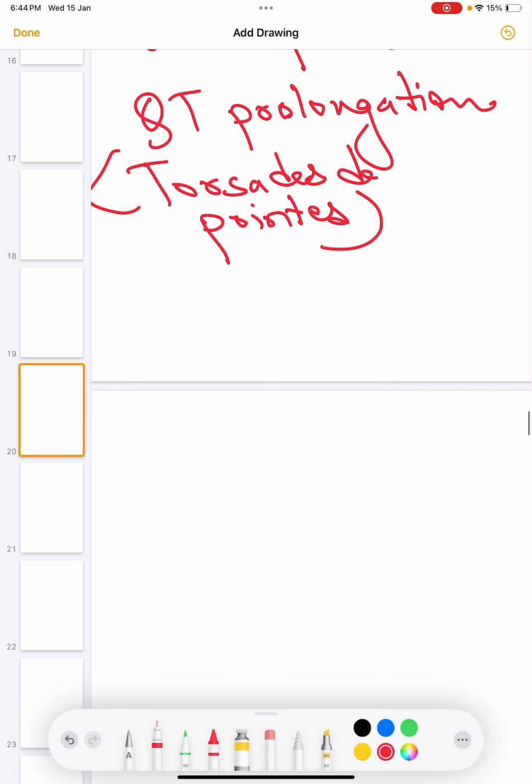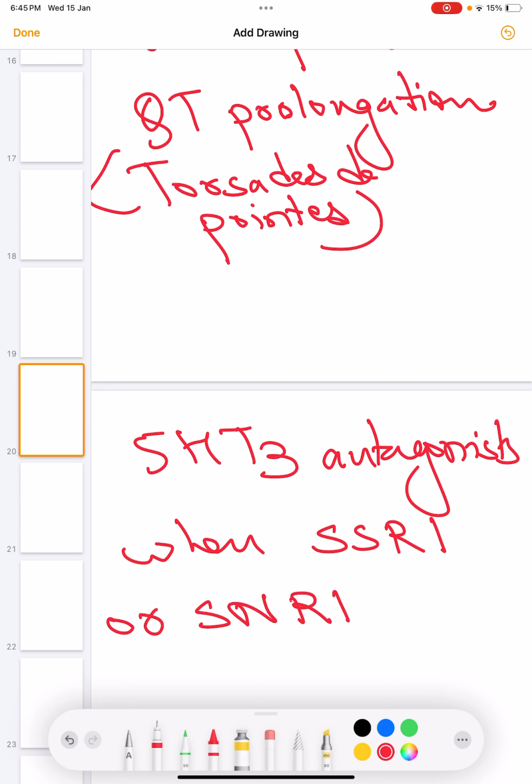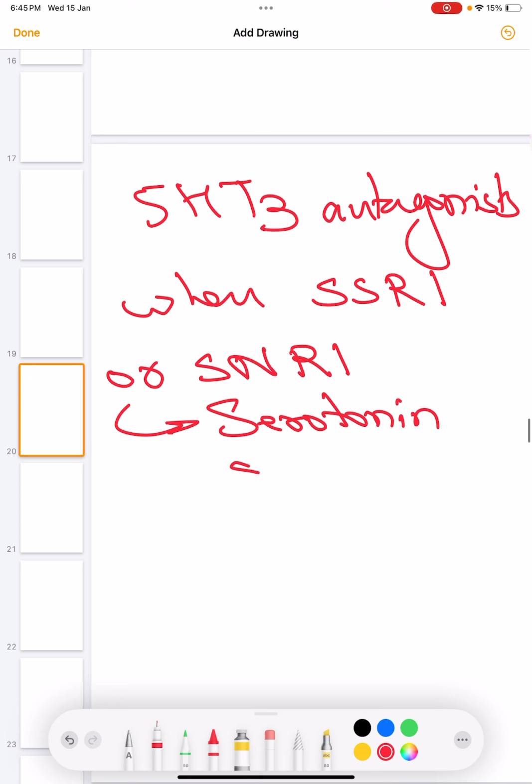Now 5-HT3 antagonist, there is a drug interaction which you have to remember. 5-HT3 antagonist, when given with SSRI, that is selective serotonin reuptake inhibitor, or serotonin norepinephrine reuptake inhibitor, SNRI, can lead to serotonin syndrome. In serotonin syndrome, there is rigidity, fever, etc. So, these drugs should not be combined together.